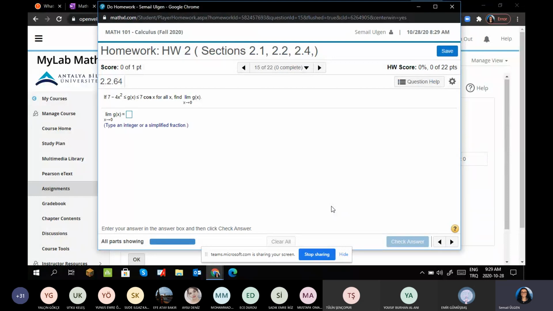It says 7 minus 4x squared is less than or equal to g of x, less than or equal to 7 cosine of x for all x. Find the limit of g as x approaches 0. All right, I'm going to do that now.